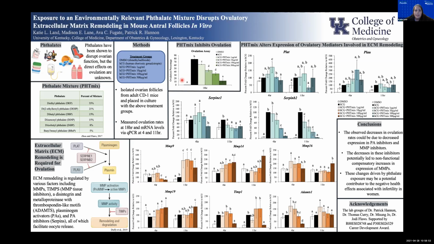And so these blue graphs up here represent gene expression of mediators in the PA family, and the orange in those in the MMP family. And so we see that the phthalate mixture decreased expression of PA inhibitors SERPIN1 and SERPIN-B2 when compared to the HCG control group. Moving along to the MMP genes, we also see that the phthalate mix exposure decreased the levels of the inhibitor TIMP1 when compared to HCG.